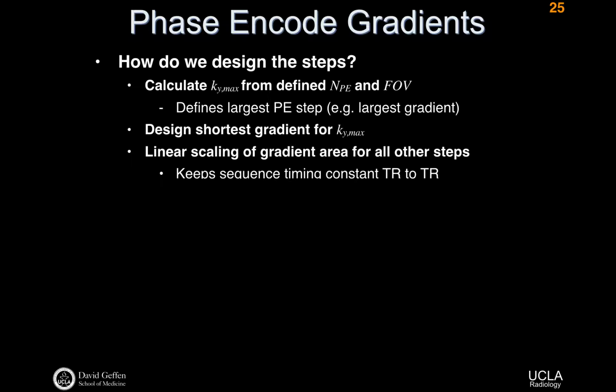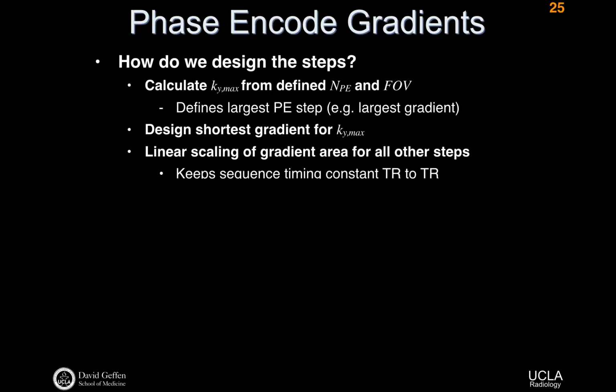So normally we design the gradient waveform just for that largest step. If you can get all the way out to the edge of k-space, then you can linearly scale that area to get to the other points in k-space. Once you know how far out you have to go, then you can design the shortest gradient to get out that far in k-space. So we have to know the amplitude of the gradient we need, or the gradient area, and we want to do that as quickly as we can in general, right? Just for the purposes of having faster sequences. And then we can just linearly scale whatever gradient area we have for all the other steps.